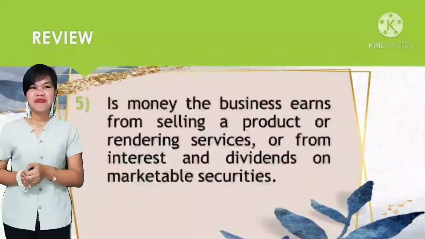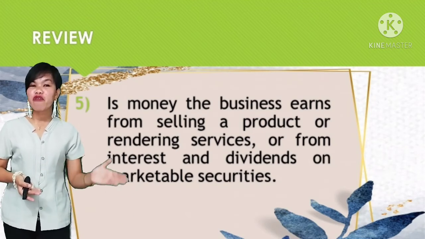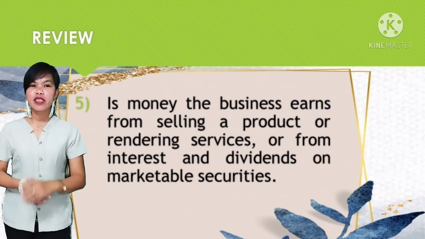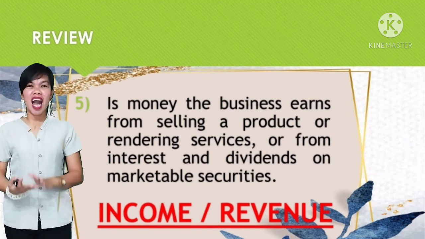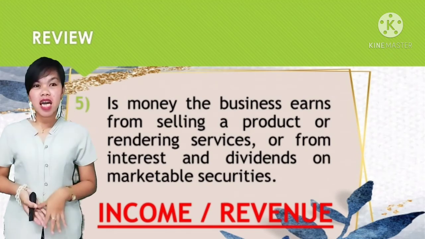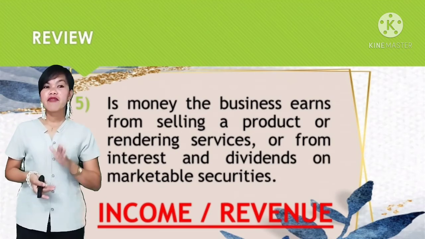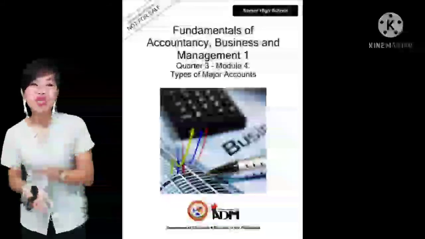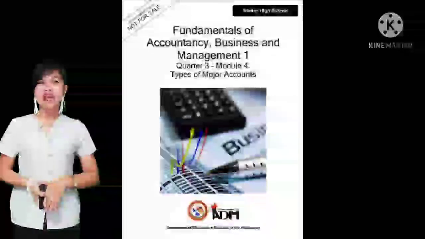Number 5. Is money the business earns from selling a product or rendering services or from interest and dividends on marketable securities. Bravo! Income is the correct answer. Income is money the business earns from selling a product or rendering services or from the interest and dividends on marketable securities. Yay! We are done with Module 4 of Fundamentals of Accountancy, Business and Management 1.